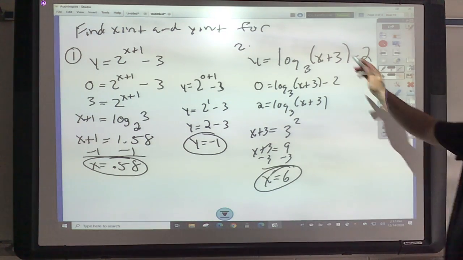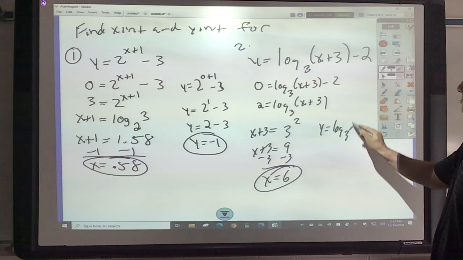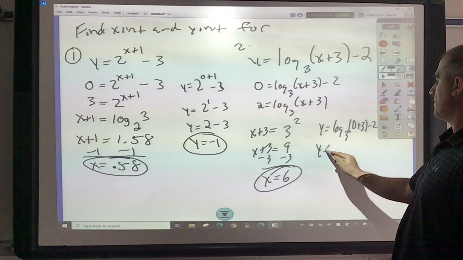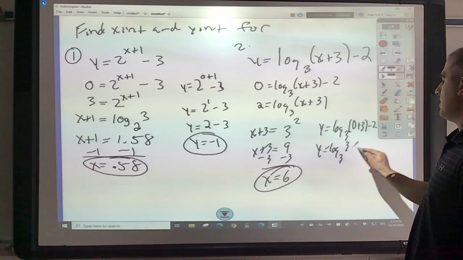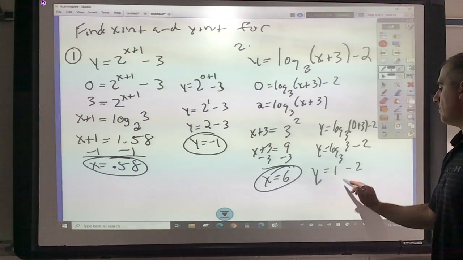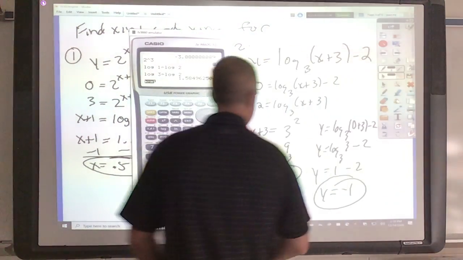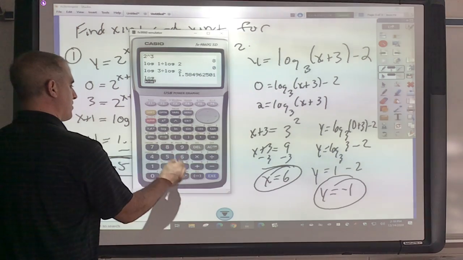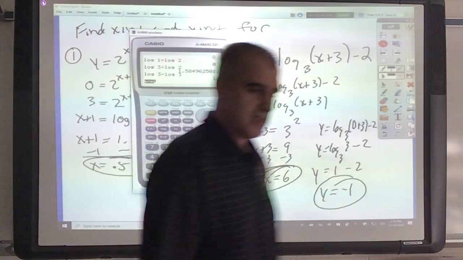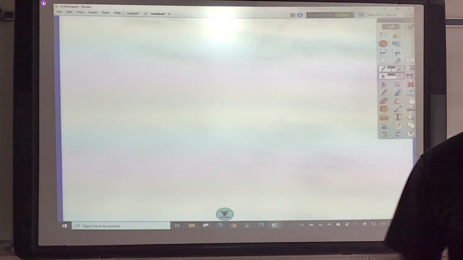For the y-intercept, I would put 0 in for x. 0 plus 3 minus 2. So that's going to be log base 3 of 3 minus 2. Well, we learned in our properties that that's going to be 1. 1 minus 2 would be negative 1. If you needed to use a change of base there, log 3 divided by log 3, that's how you get 1. All right, so that's some basic stuff. Got to convert from one to the other.